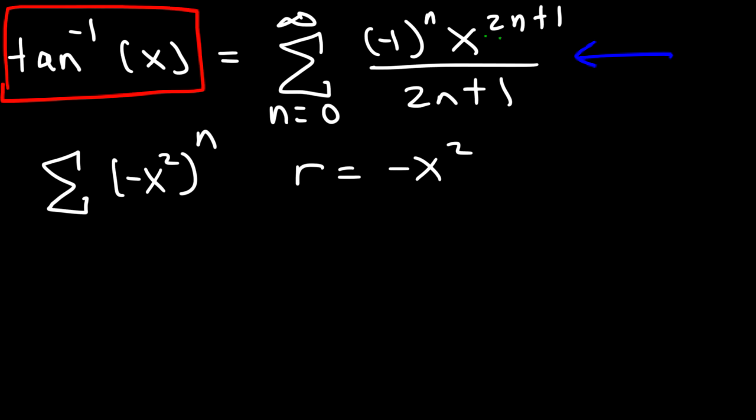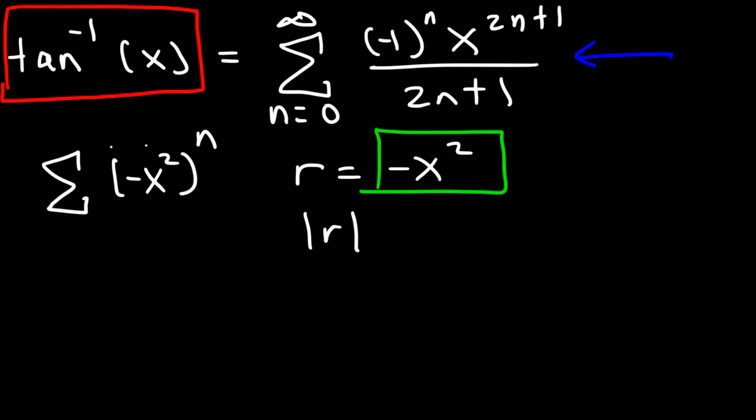You could see it though in this expression. You have to look at everything that's raised to the n power. So you could see that x squared is raised to the n power, and negative 1 is raised to the n power. Thus r is technically negative x squared.